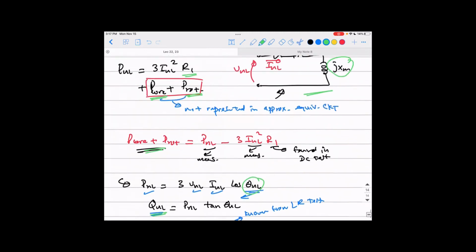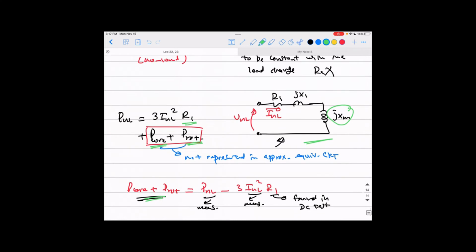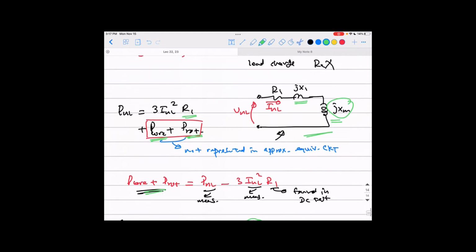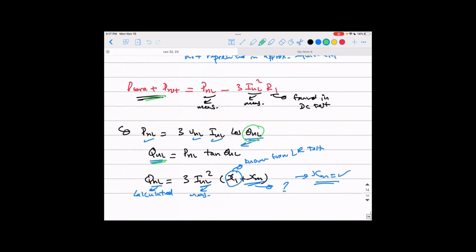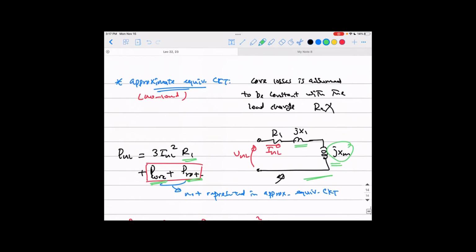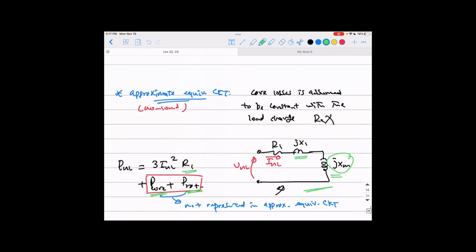And from the Q, that is the Q going to this circuit, you have two reactances, and the Q is just going to the reactances. X1 and XM are both connected in series, like you see here. So Q no load will basically equal 3 I no load squared times X1 plus XM. Everything is known here except for XM, okay? And this way you can find XM, and now you have everything in hand. Okay? That was the idea.